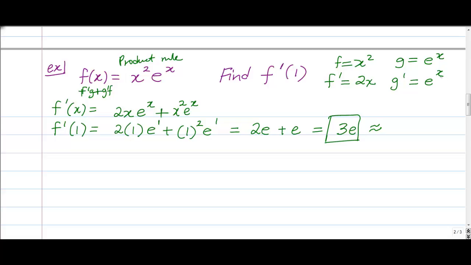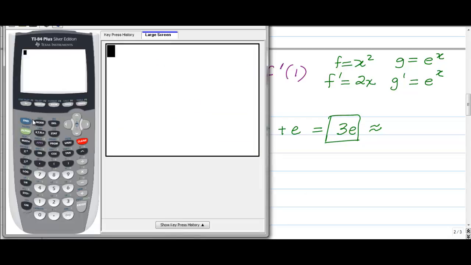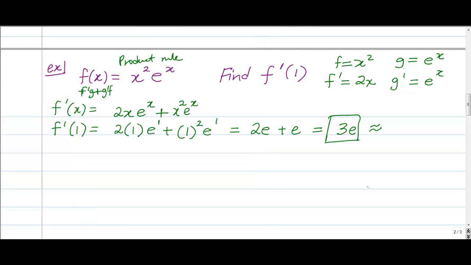E is 2.71828. So the exact answer is 3e, okay? That is the final answer. And then I just want to show you that it is a constant. It's 8.15, blah, blah, blah. Okay? You don't have to do this. This is just some extra. But the exact answer is 3e. Okay?